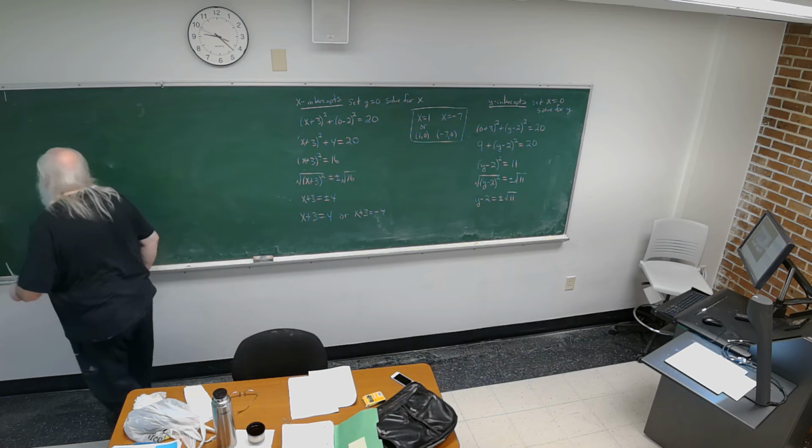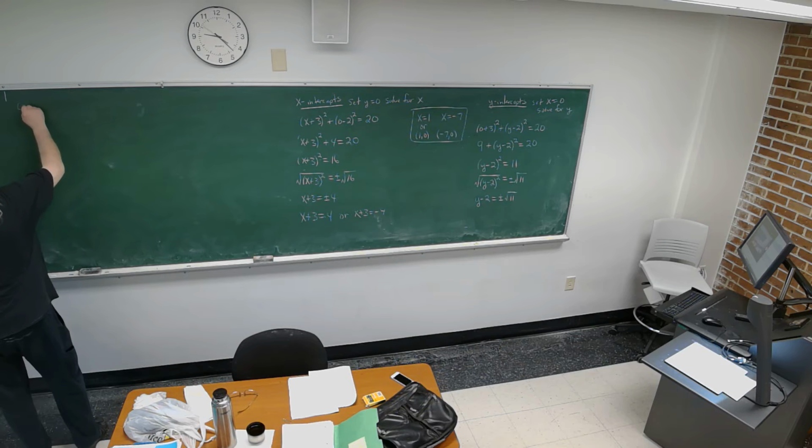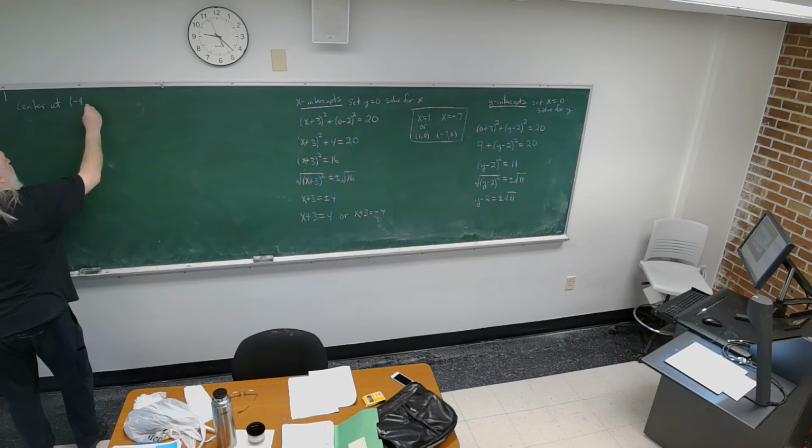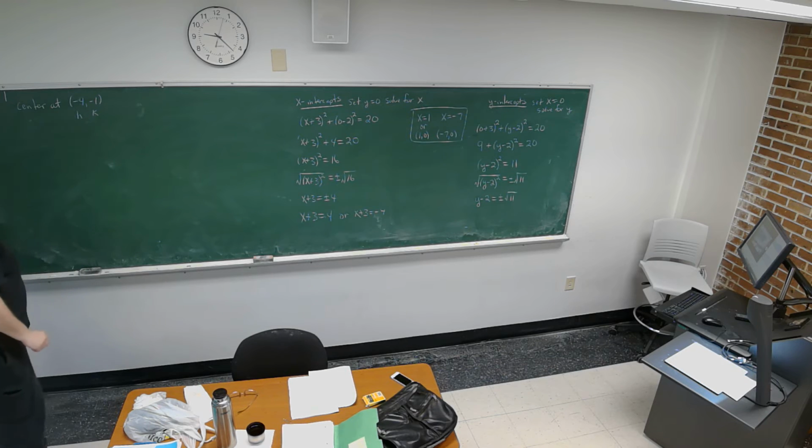All right. So the center is at the point -4, -1. So h is equal to -4 in this case, and k is equal to -1. So we're going to find the equation of the circle centered at -4, -1 that's tangent to the vertical line x equals -1. And then sketch the graph of the circle.